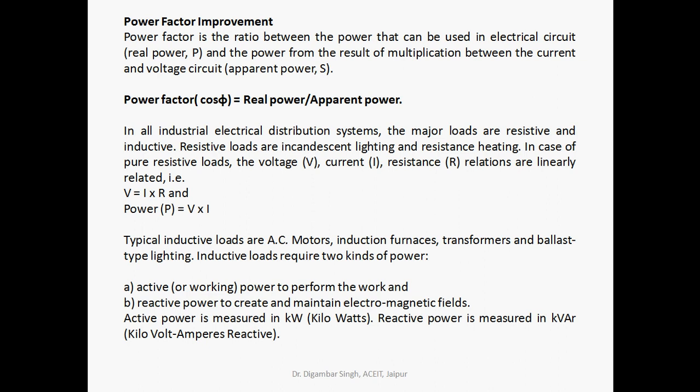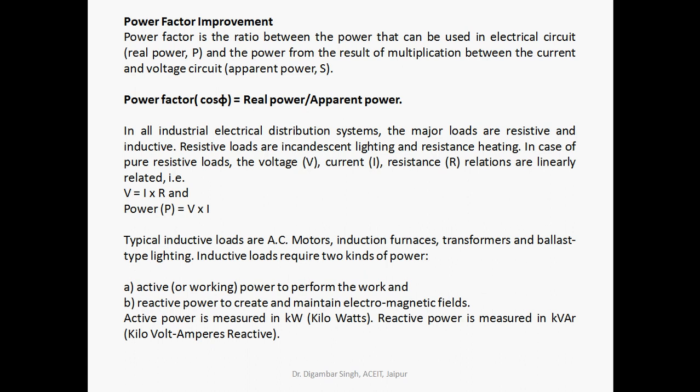Power factor is the ratio between the power that can be used in an electrical circuit, that means real power, and the power resulting from the multiplication of current and voltage in the circuit, that means apparent power. So the power factor cos phi is equal to real power upon apparent power.